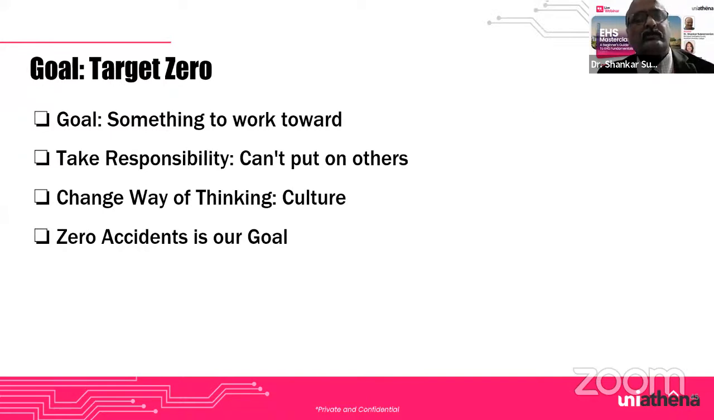So what's the goal? Target zero. No accidents, nothing should be outward. But then it happens. Okay, it can still happen. As I said, even one mistake, because we are all human beings, we can err. But then the awareness can keep it down. So, goal: something to work towards. Take responsibility; you cannot put responsibility and accountability on others. Change ways of thinking, that's the culture. Zero accidents is our goal.